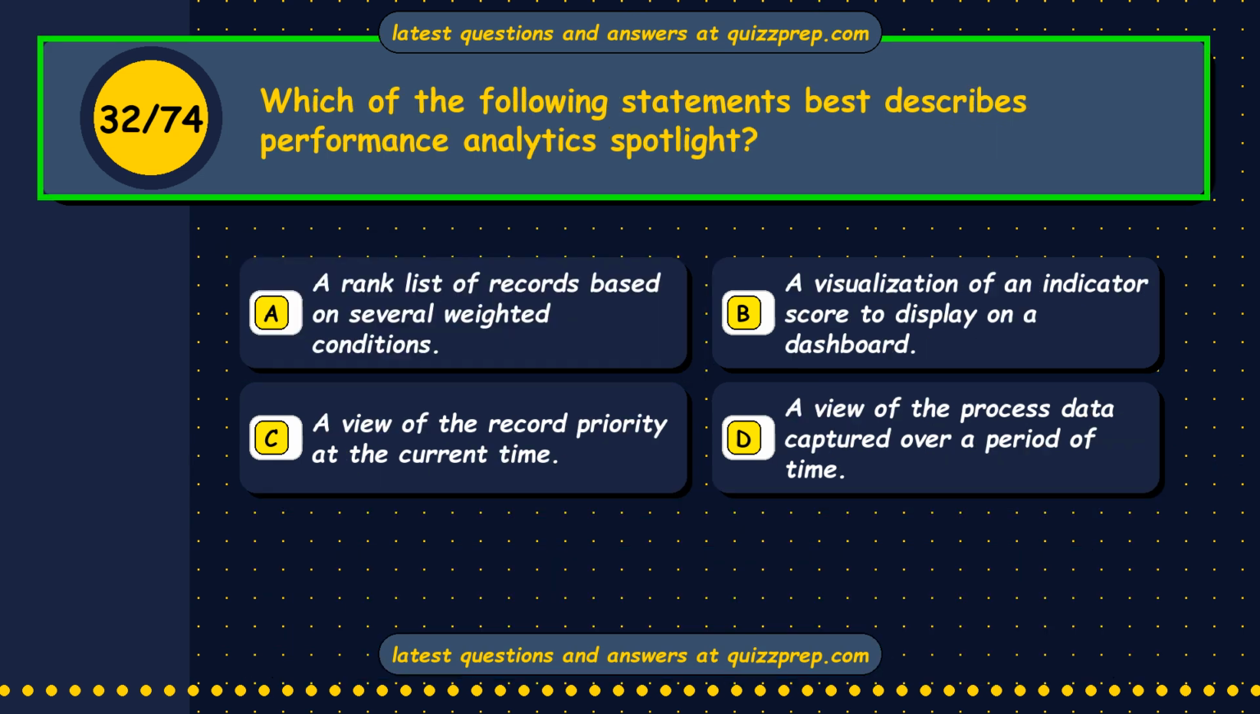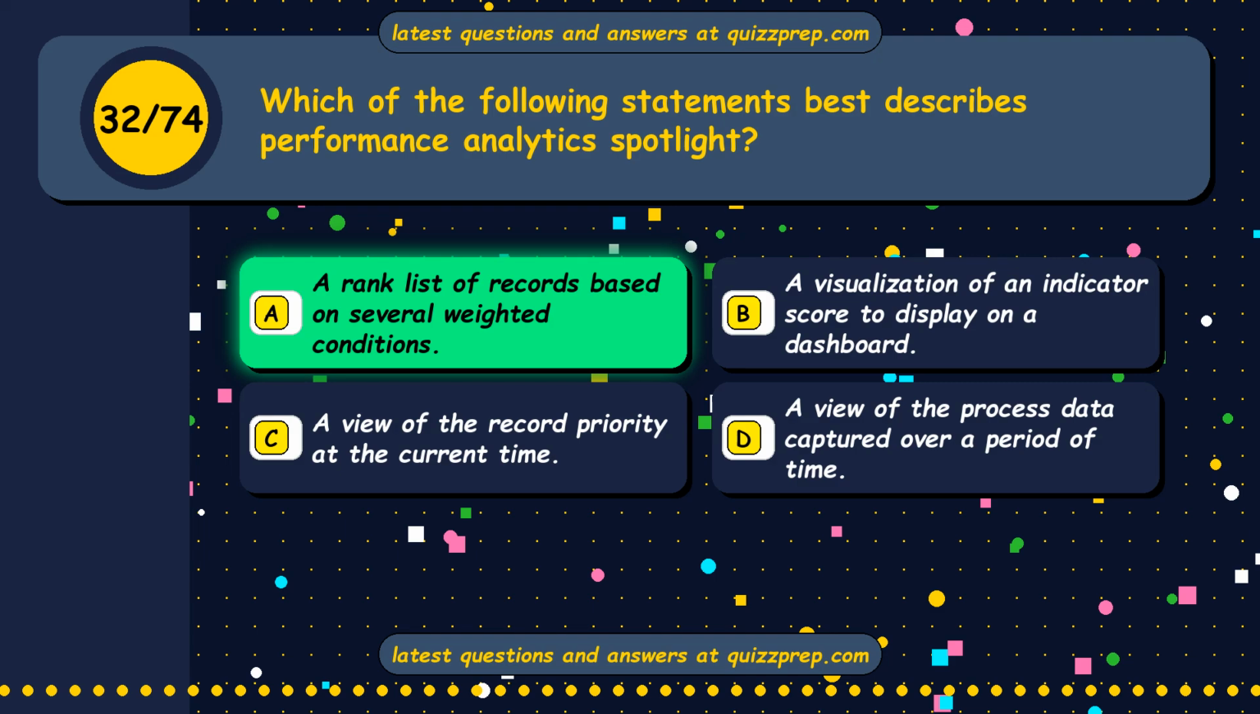Question 32. Which of the following statements best describes Performance Analytics Spotlight? Option A, a rank list of records based on several weighted conditions. Option B, a visualization of an indicator score to display on a dashboard. Option C, a view of the record priority at the current time. Option D, a view of the process data captured over a period of time.